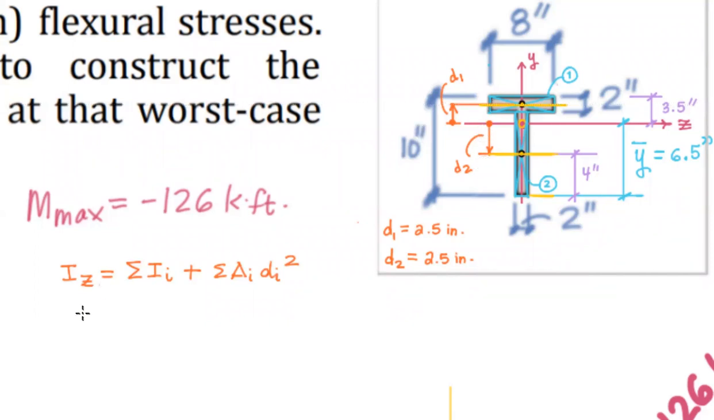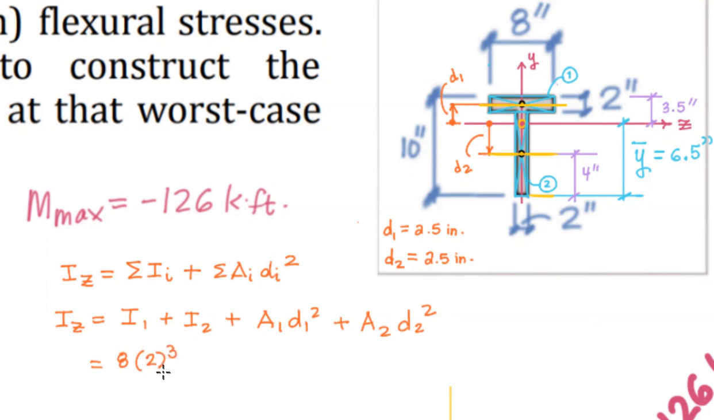All right, let's plug and chug through our equation. When I'm doing this on my own, I often use a tabular format, but I'll go ahead and write it out longhand for this tutorial. So I sub 1 plus I sub 2 plus A1 D1 squared plus A2 D2 squared. Moment of inertia of shape number 1 about its own centroidal axis: I've got a base of 8, a height of 2, cubed, divided by 12. Next, shape number 2: I've got a base of 2, a height of 8 cubed, divided by 12. Next term, area 1 is an 8 by 2. D sub 1 is 2.5.